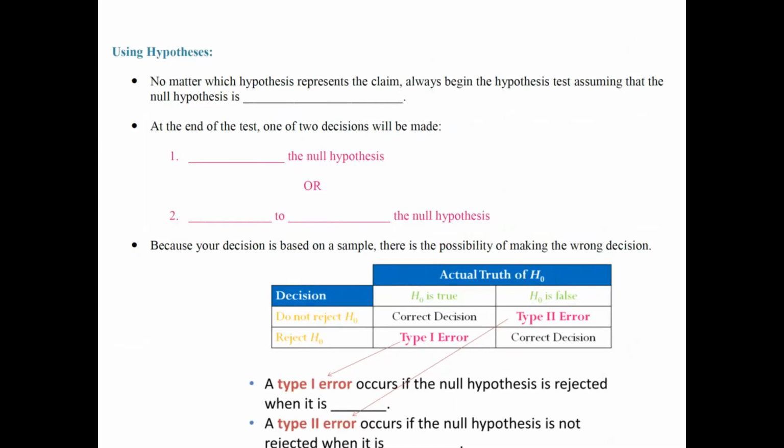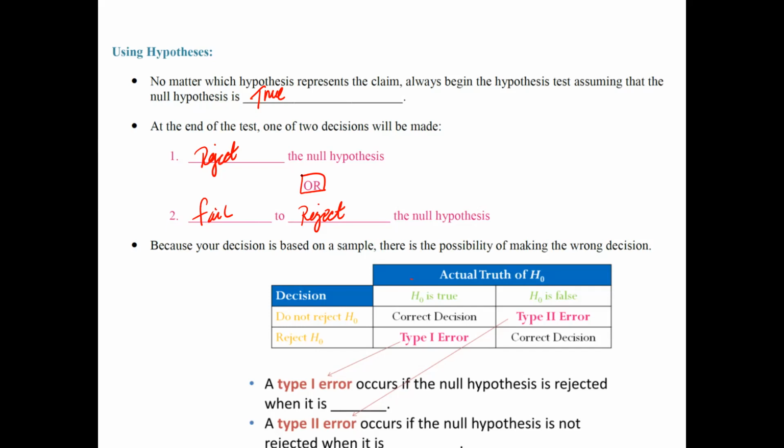So turn over to your page, to your guided notes on this. All right, using hypothesis. No matter which hypothesis represents the claim, always begin the hypothesis test assuming that the null hypothesis is going to be true. Now, at the end of the test, one of two decisions will be made. The first one could be you reject the null hypothesis, or the second one is that you fail to reject the null hypothesis. Those are the only two decisions, and it's an or, so it can't be both.